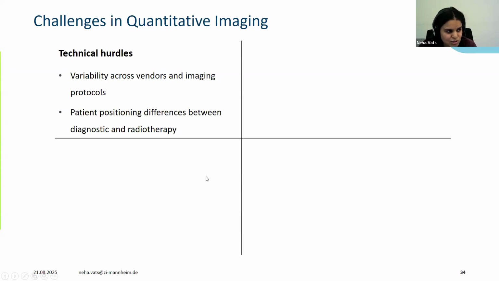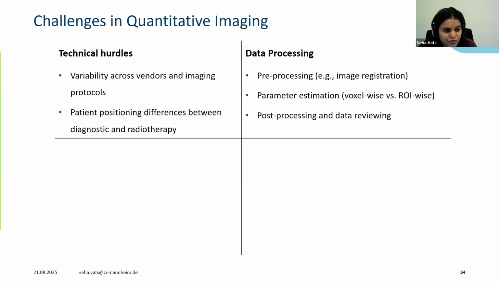Challenges in quantitative imaging. First, some technical hurdles that we face. So variability across vendors, as I have said so many times, and imaging protocols. Patient positioning, differences between diagnostic and radiotherapy. Problems that we face with data processing. This I will also show in a little more detail, but with pre-processing, image registration, parameter estimation, voxel-wise or ROI-wise, post-processing and data reviewing.